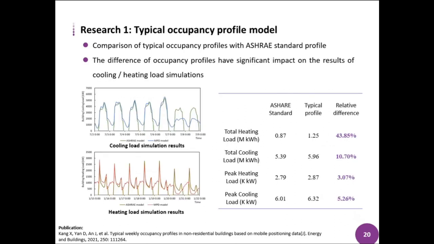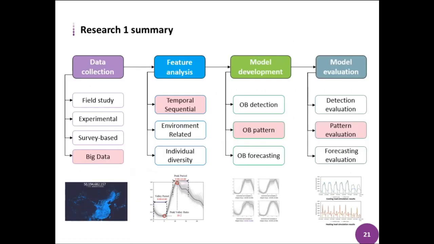We may find that, especially in the total heating load part, there are around 40% of relative difference. And for the peak cooling part, there is around 5% of peak deviation. In this kind of research, we're using big data for the position data. We collect a lot of data, then we can use temporal sequential analysis by clustering. Then we can get the open pattern about the building, how people use the building. And then we use a pattern evaluation to identify this as a real application in a new scenario.